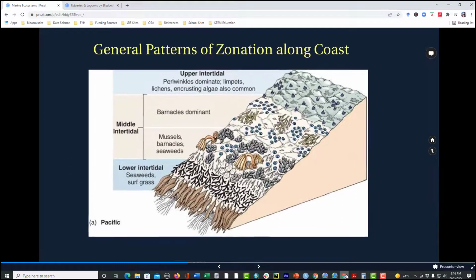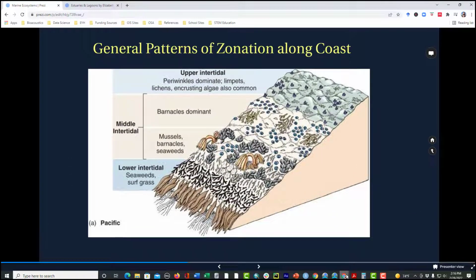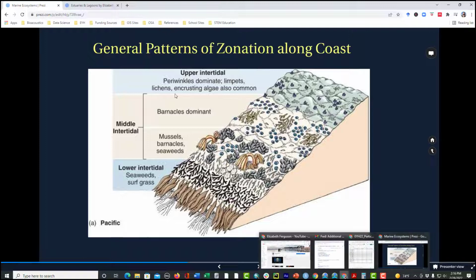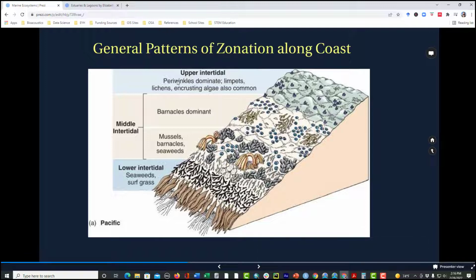The general patterns of zonation along the coast, as I mentioned, are going to be dominated by different species. We find in the upper intertidal, there's consistently periwinkles, which are these small little snails, as well as limpets and lichens. Oftentimes there'll be algae encrusted on those. Barnacles are going to be dominating in the mid-intertidal region, as well as mussels and seaweeds.